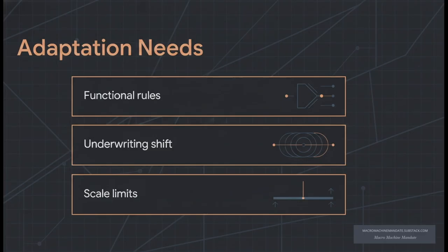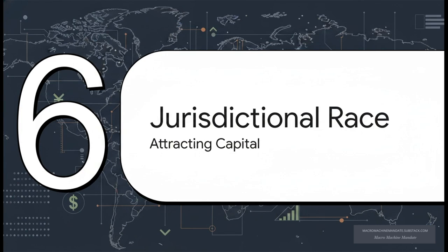Furthermore, we're seeing a total shift in counterparty risk. Instead of underwriting a human's intent, liability frameworks are going to have to underwrite the system design and the model integrity itself. If a platform requires a human to click approve, it simply is not going to survive the scale of what's coming. And finally, Section 6, the jurisdictional race.